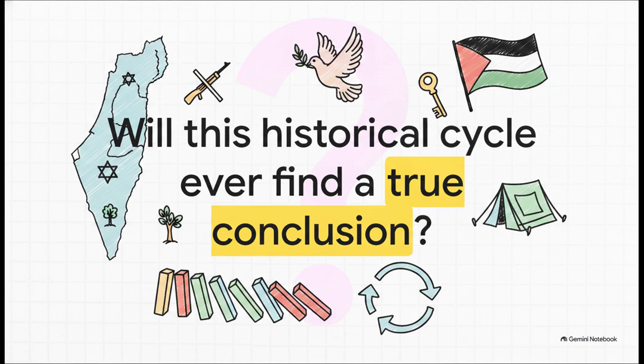As we've seen by tracing this intricate domino effect, every single military victory and peace treaty has brought a whole new set of complications. So the critical question we have to leave you with today is this: will this deeply entrenched historical cycle of conflict ever find a true, lasting conclusion?